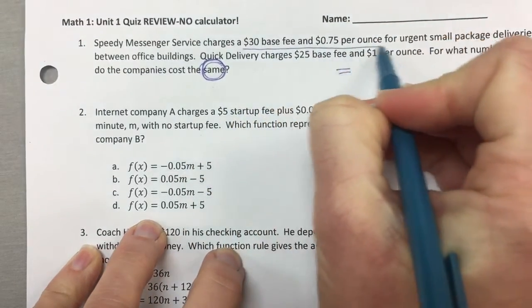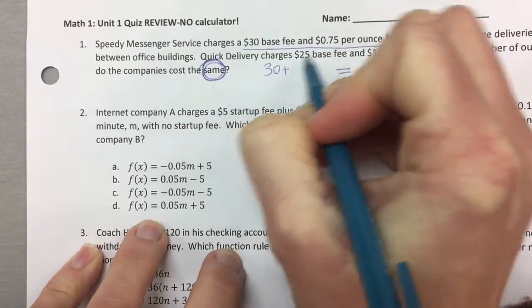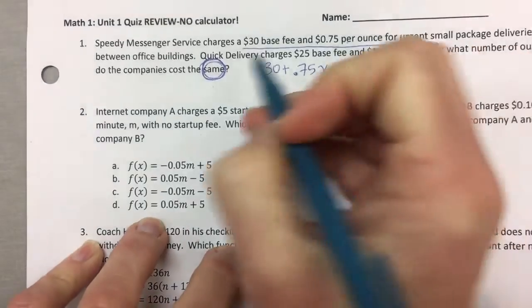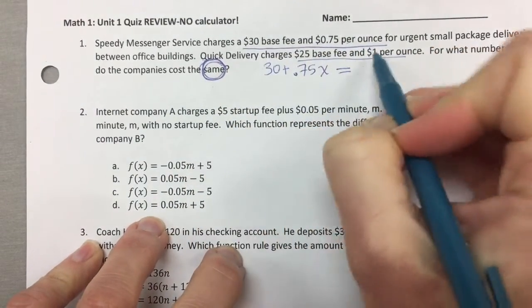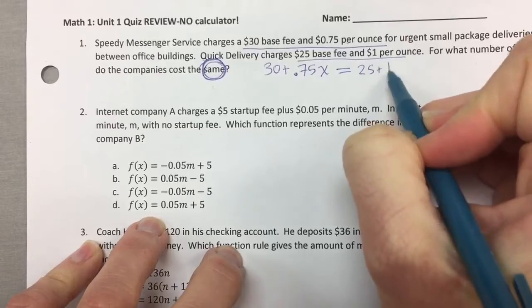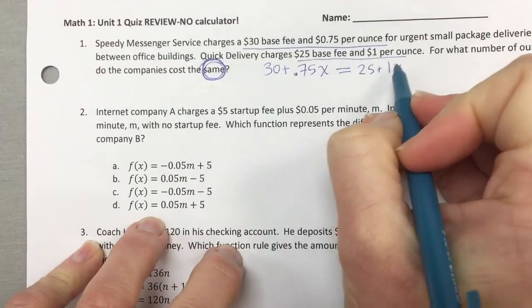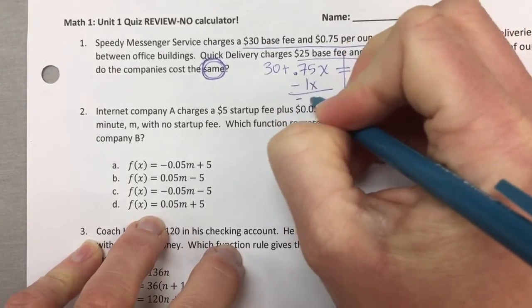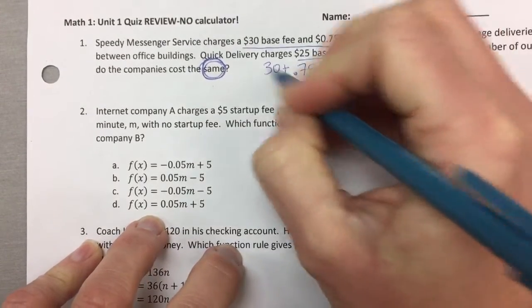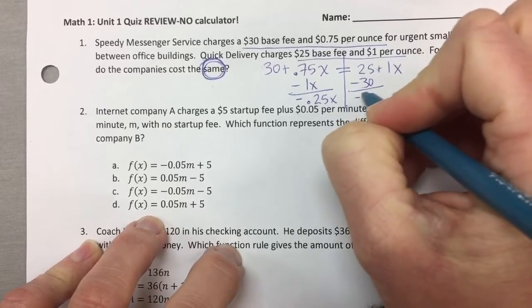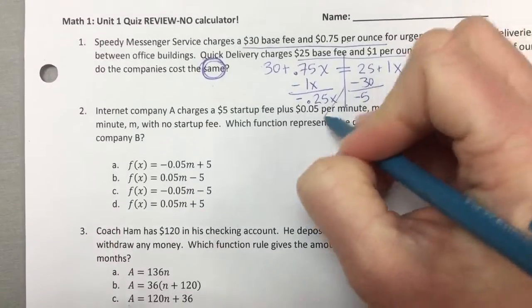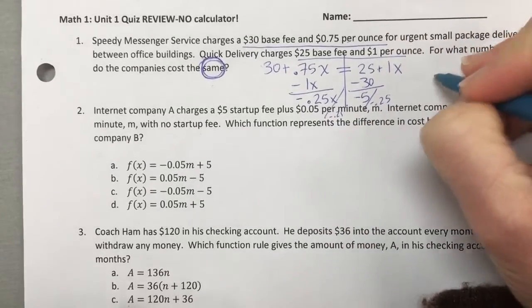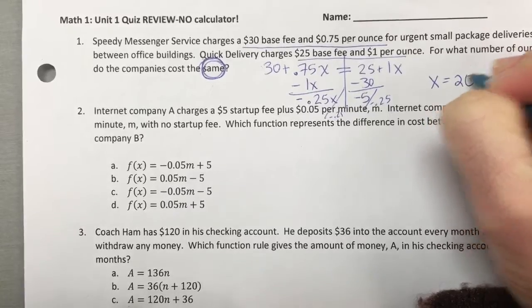So Speedy Messenger Service charges $30 plus 75 cents per ounce. So I put an X. Quick Delivery charges $25 plus $1 per ounce. Remember, I put my X's over on this side, so I subtract 1X. That gives me negative 0.25X. And then subtract 30, which gives me negative 5. And then divide both sides by negative 0.25, and you get 20.